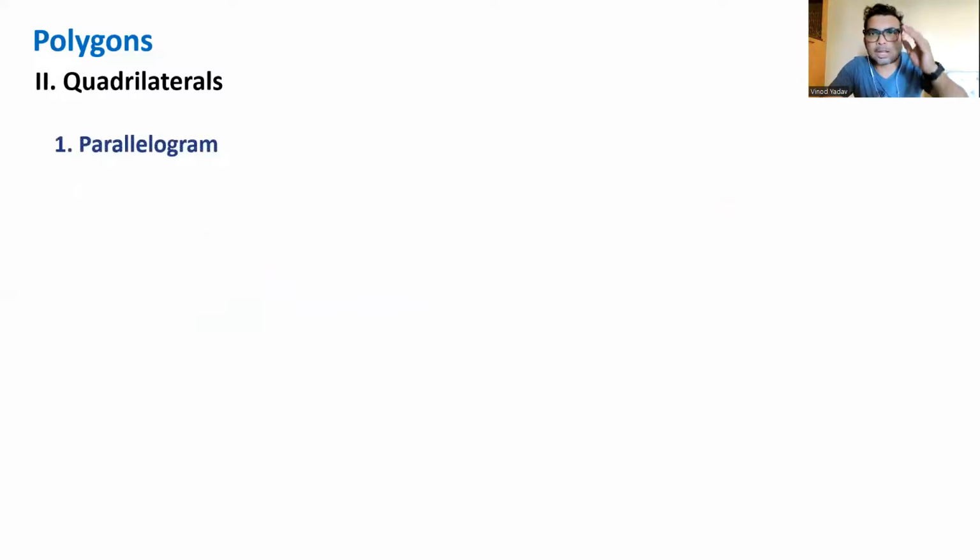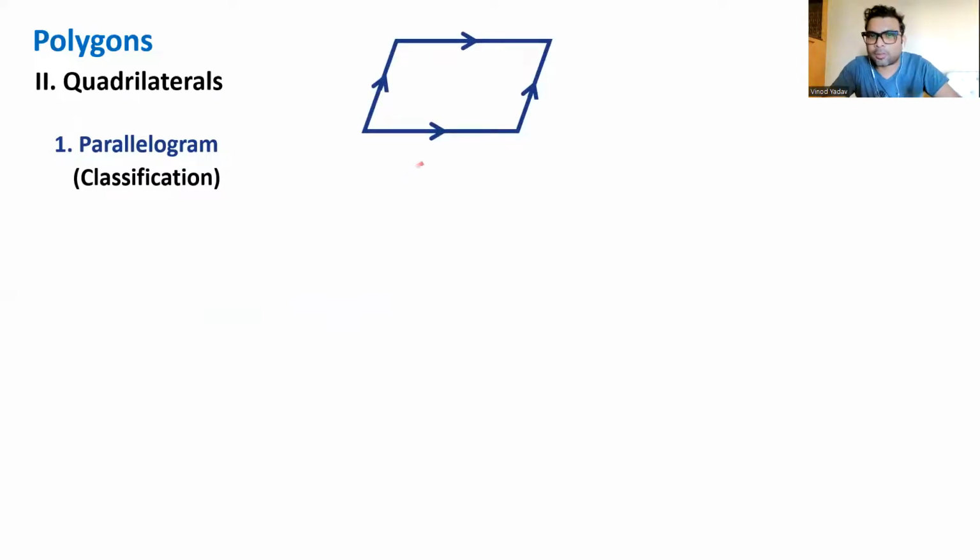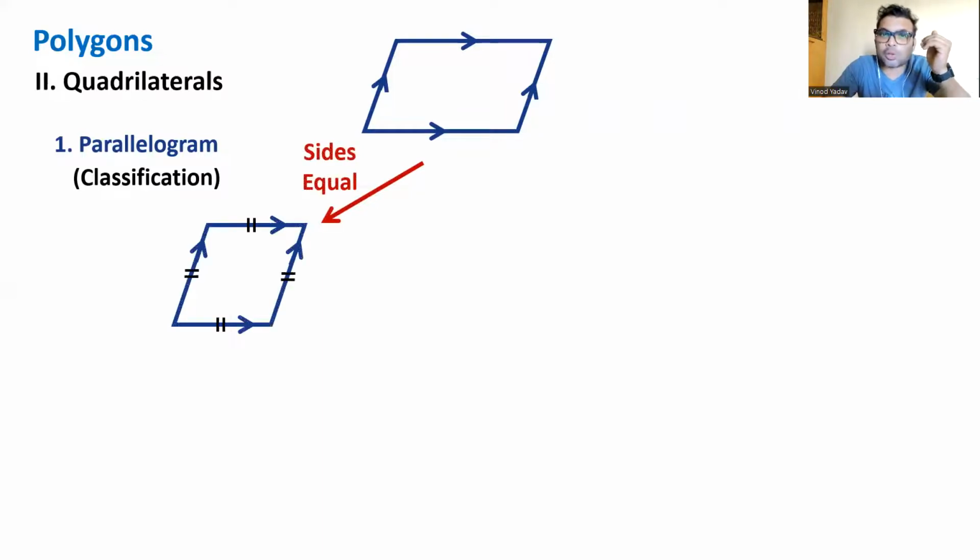First, parallelogram. The maximum chunk of the content is in this only. Trapezium and kite are the least. Okay, it will be easily done. Now see this flow chart, very important. In this parallelogram, if all sides become equal, friends, then this parallelogram gets converted to a perfect rhombus.